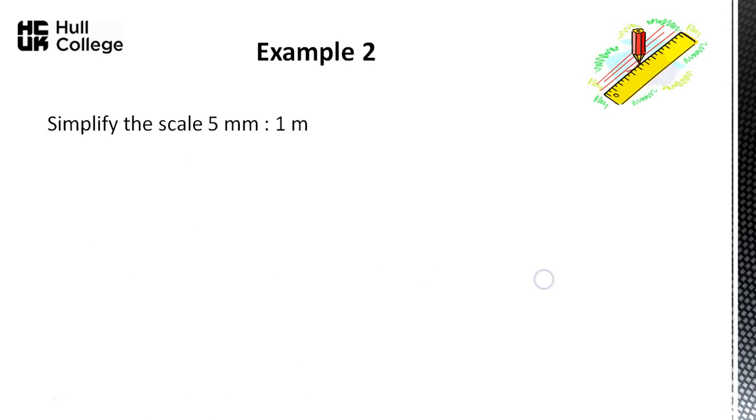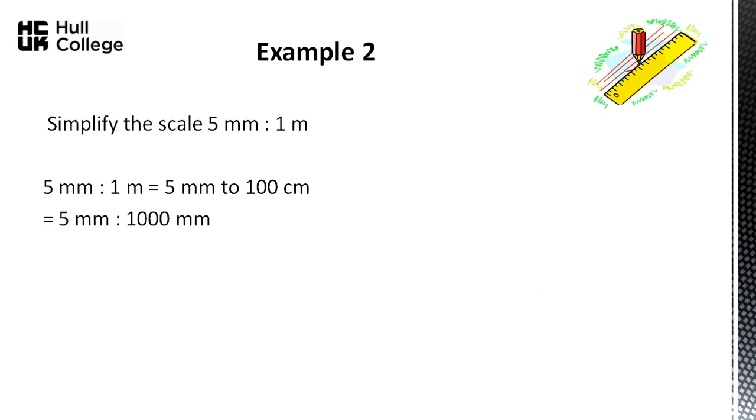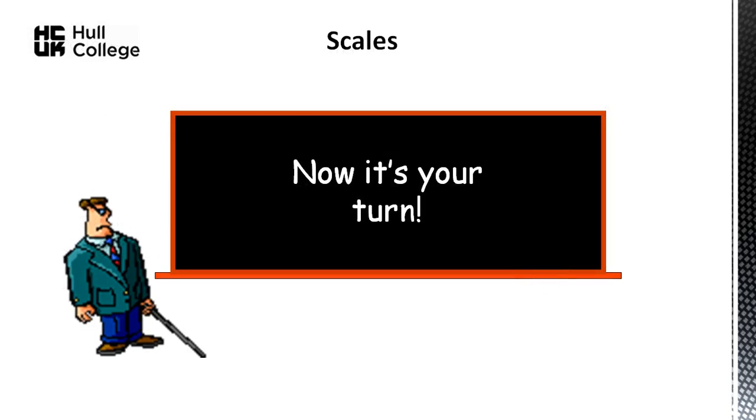Example 2. Let's do this again, but simplify it this time. So we have 5 millimetres to 1 metre. So we need to find equivalent units first. So 5 millimetres to 1 metre is 5 millimetres to 100 centimetres, 5 millimetres to 1,000 millimetres. So 5 to 1,000, we can simplify that. 1 to 200. Now it's your turn.